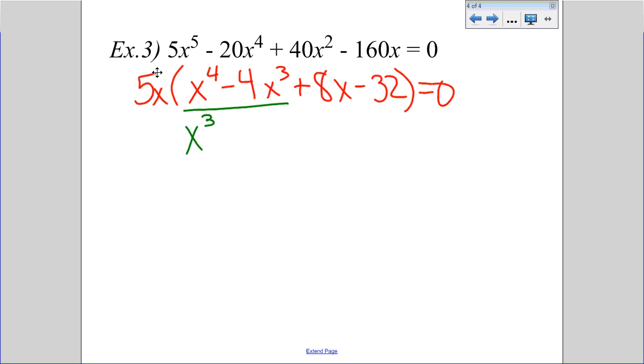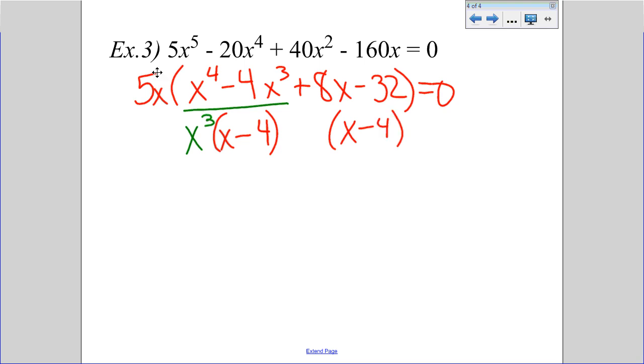Guys, remember what I said. Look at your last term, and that last term will tell you your variable. And because we're just focused on these, it's x to the 3rd. I need to divide that out, and that leaves me with x minus 4. I need this now to be x minus 4.